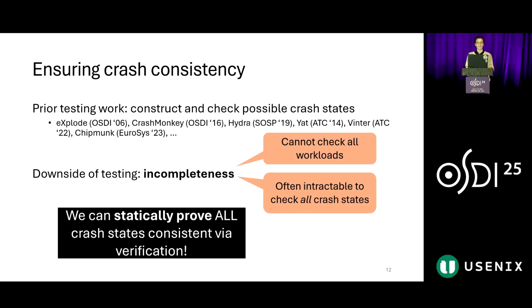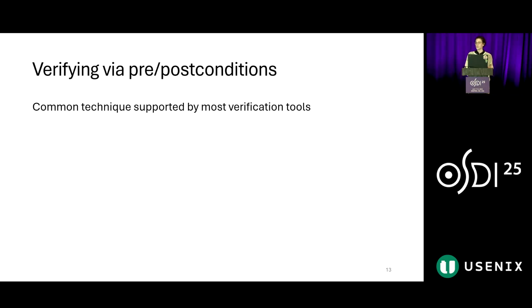Verification is a really exciting alternative because it allows us to ensure that every single crash state the system could end up in is consistent, and to prove this before we ever run the code. So it's really desirable for these critical properties like crash consistency. The most common technique for verifying code is something called preconditions and postconditions, and these are supported by the vast majority of verification tools that are in use today.